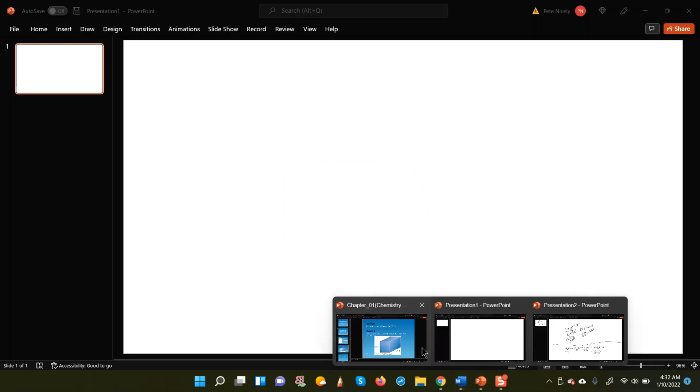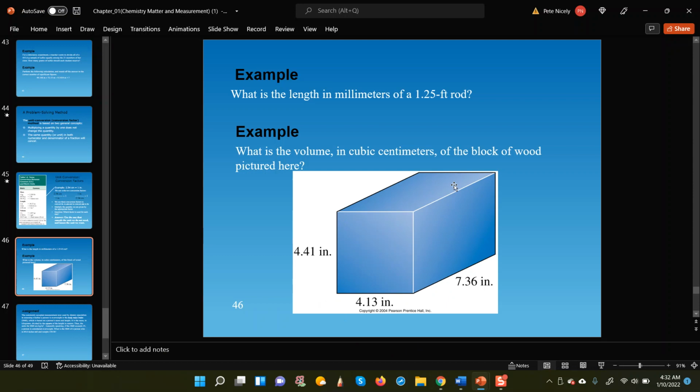is, let me see here. They gave you this box right here, a cuboid shape, and the question is asking, what is the volume in cubic centimeters of the block of wood pictured here? So you have the height, the width, and the length, 4.41 inches by 4.13 inches by 7.36 inches.